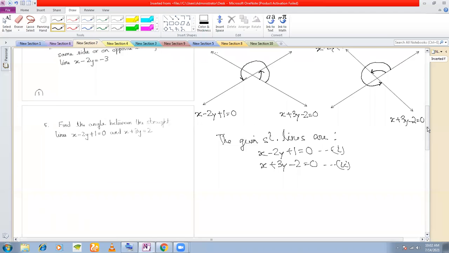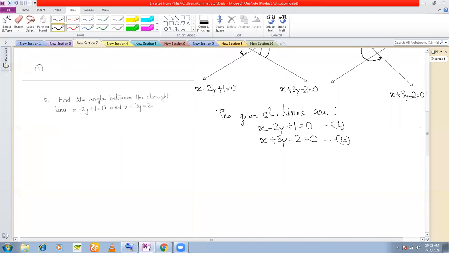Now we want to find out the angle between the straight lines. If you remember the formula, tan psi or tan theta is equal to plus or minus (m1 minus m2) by (1 plus m1 m2). That was the formula. So we would require the slope of the two straight lines. Okay, so let's find out the slope.